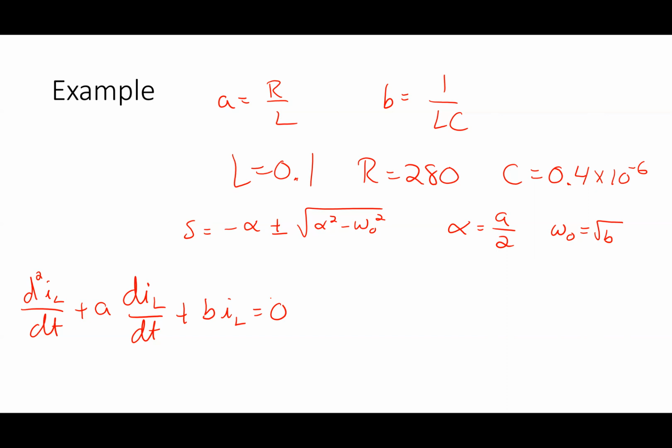So the key thing for me to figure out the form of the solution, what did I say? What's the key thing here to figure out the form of the solution? It's all rooted in what that alpha and omega are, right? So what am I concerned about? I'm concerned about whether alpha is bigger than omega naught or smaller than omega naught. I'm concerned about whether or not I'm taking the square root of a negative number or not. That's basically what it comes down to. So at this point, I got numbers. I know what L is, I know what R is, I know what C is.